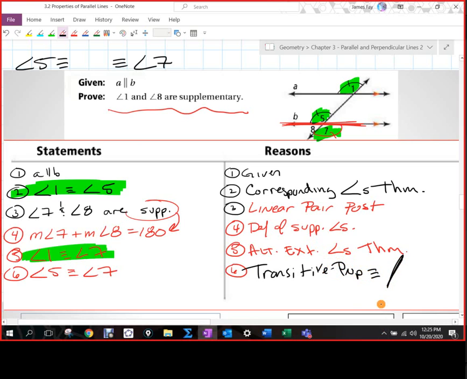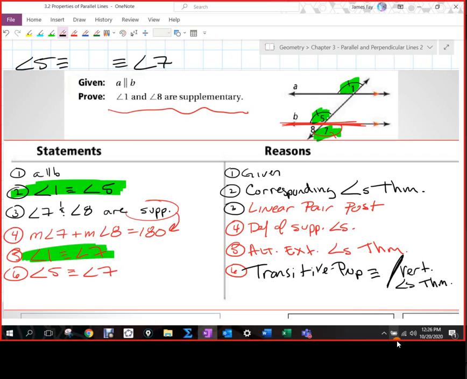But there's another option here. Looking at just angle 5 and angle 7 to one another, they are what kind of angles? Vertical angles, okay? So we could actually say either a transitive property or vertical angles theorem, okay? Whenever you're talking about vertical angles, you will never use the word definition of vertical angles, okay? That will never be a reason. It's always vertical angles theorem because that's what established their congruency.